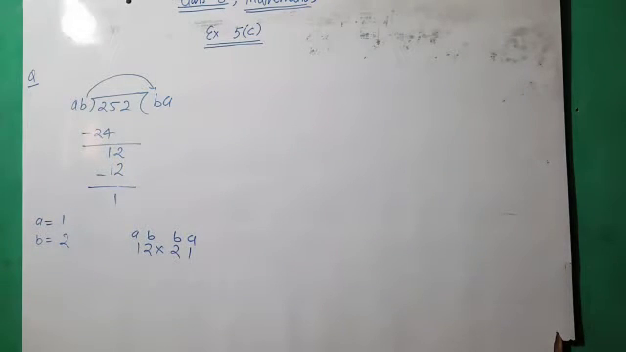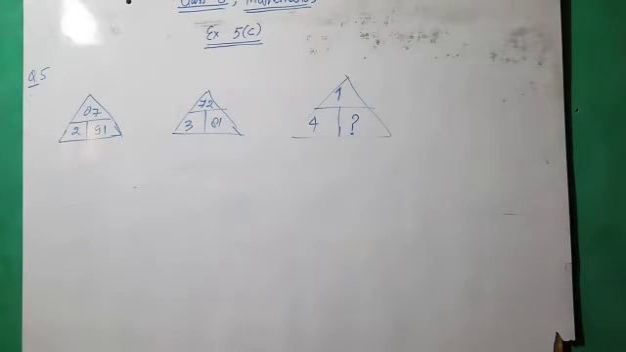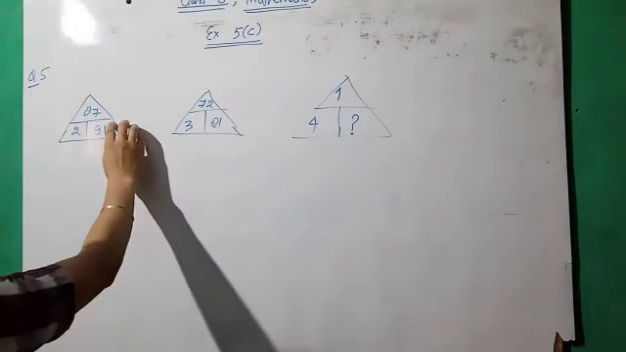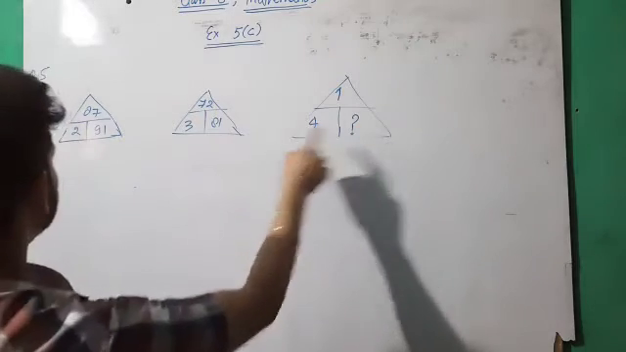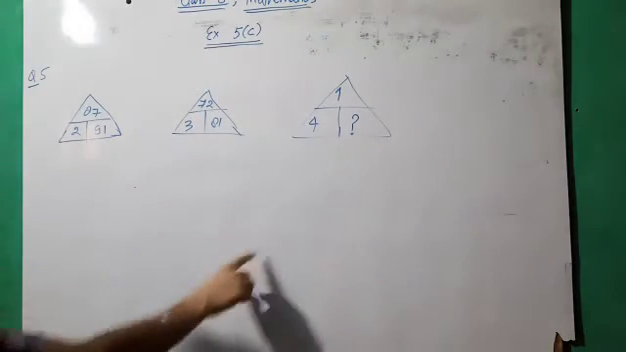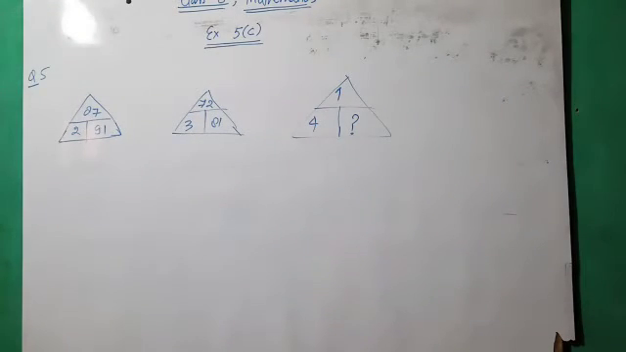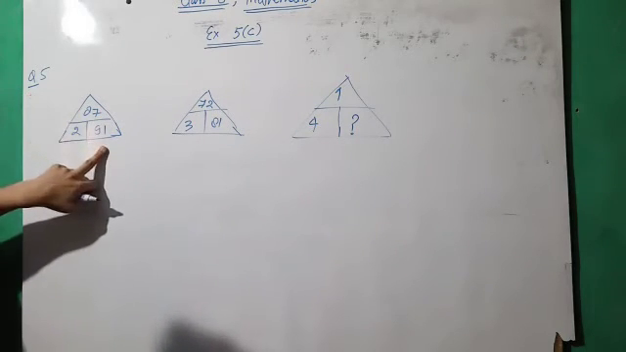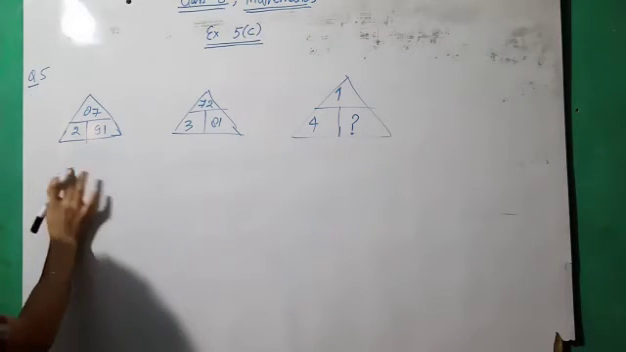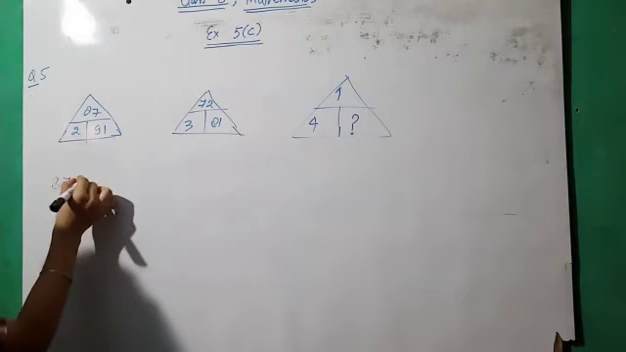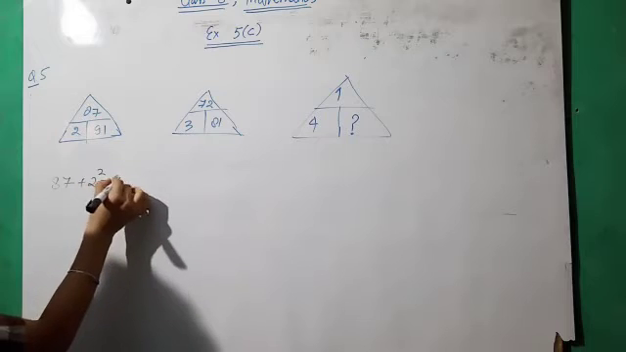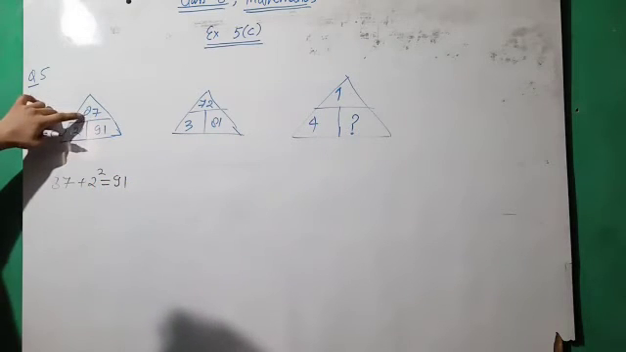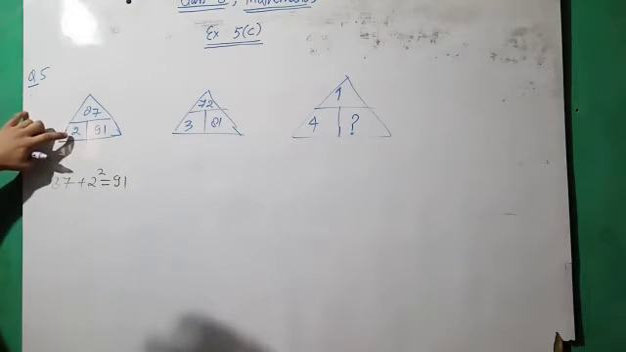Question number 5 is again a simple question. We will discuss it. These are again the missing number triangles. Okay, we have to find out the value of this with the help of these patterns. So first of all, we have to follow these patterns by using this, that 87, 91. So we can find out: 87 plus 2 square equal to 91. It means we have to add 87 with the square of this number.